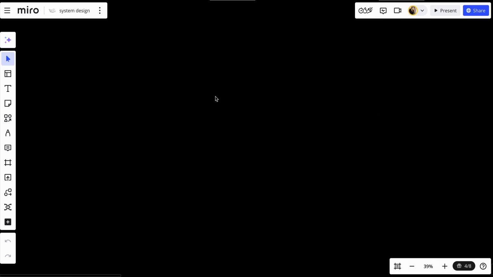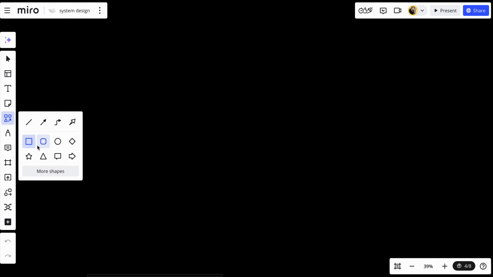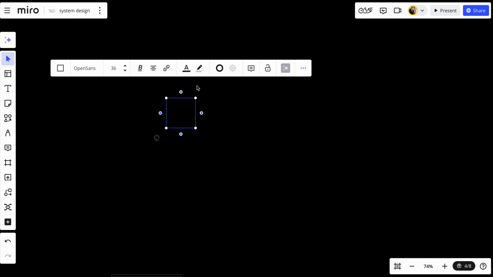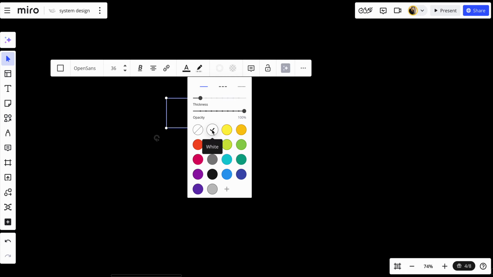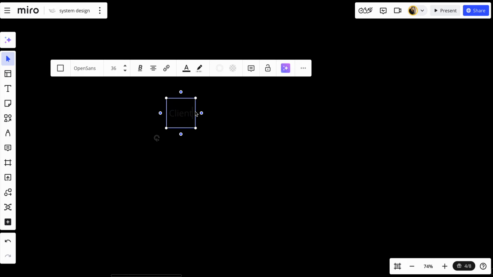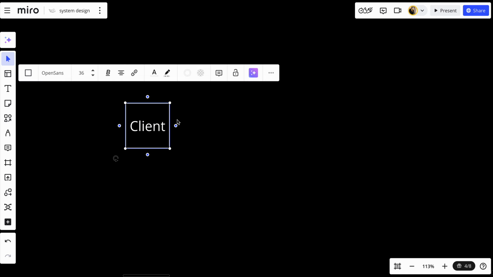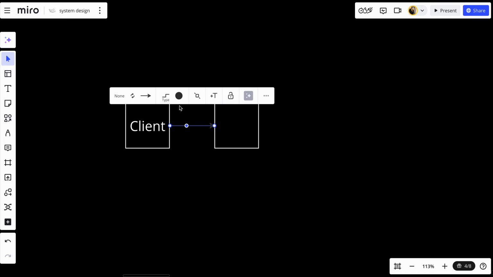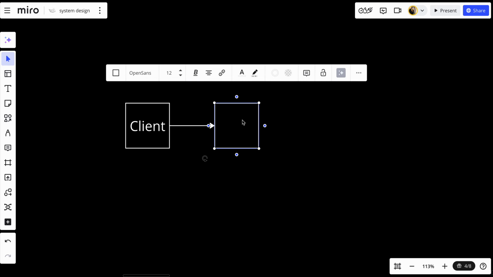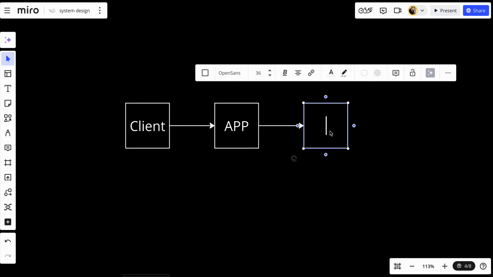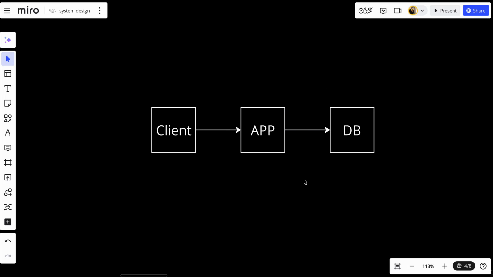So, if you don't know what caching is, let's make a quick example so you can understand what caching is and how it works. Let's say that we have a client, and the client tries to send requests to our application. Let's assume we have an e-commerce application, and the application will send read or write requests to the database.